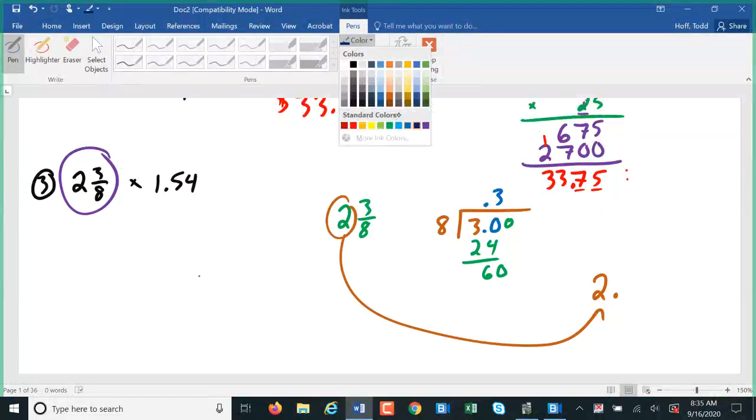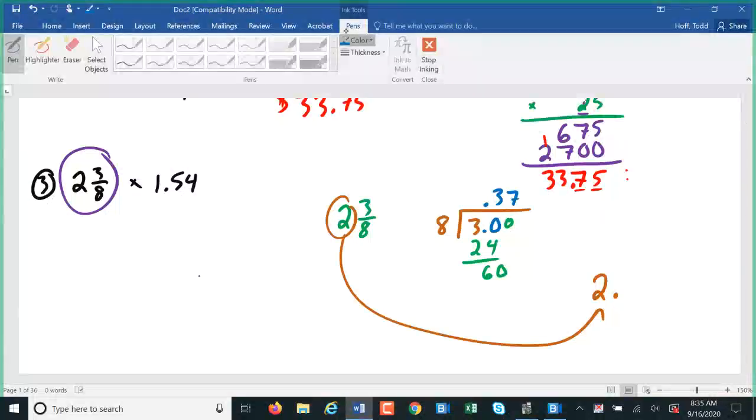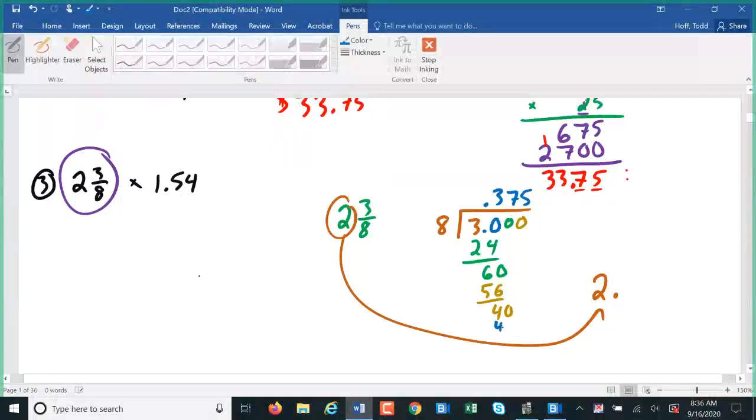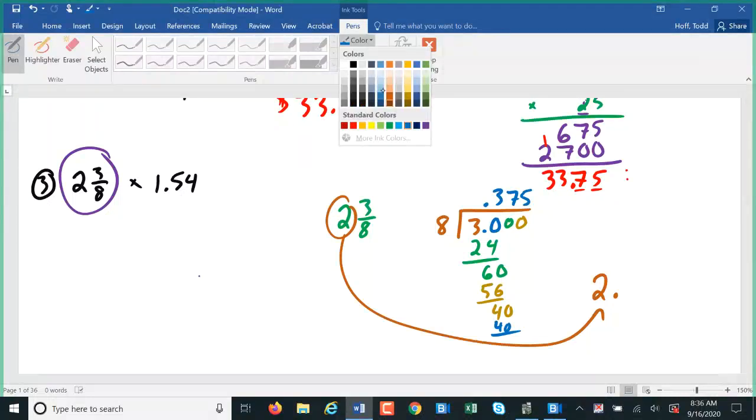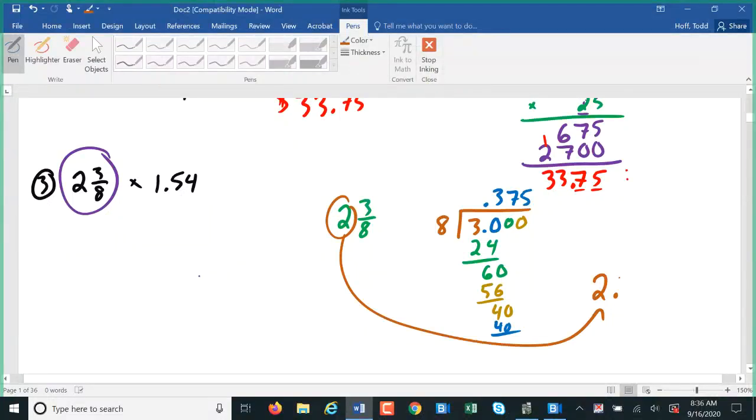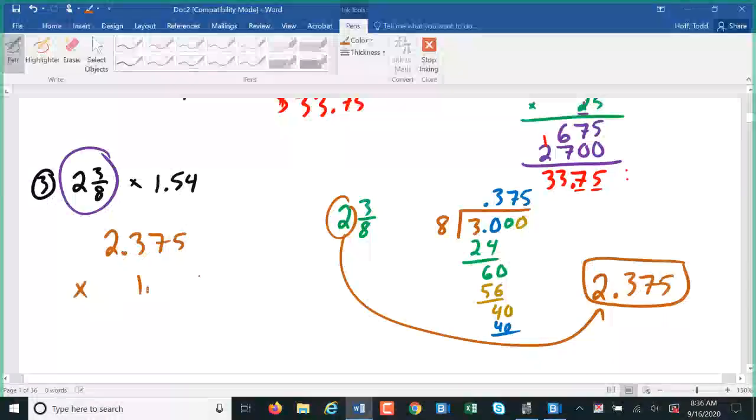8 goes into 60 7 times. 7 times 8 is 56. We subtract, there's 4 left. We'll add another 0 and bring it down. 8 goes into 40 5 times. Nothing left over. So we still have our 2 from our whole number. The 3/8 becomes 0.375. So we have converted the fraction to a decimal. So this is going to become 2.375 times 1.54.